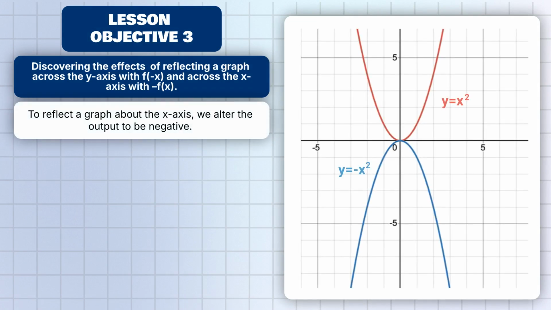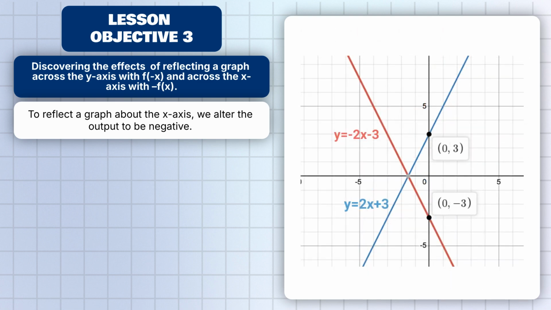For example, start with y equals x squared. Reflecting it by using y equals minus x squared flips the graph upside down about the x-axis. For a linear function like y equals 2x plus 3, we get y equals minus 2x minus 3, and we reflect the graph across the x-axis. Positive y values become negative and vice versa.